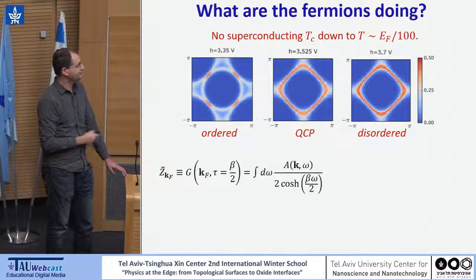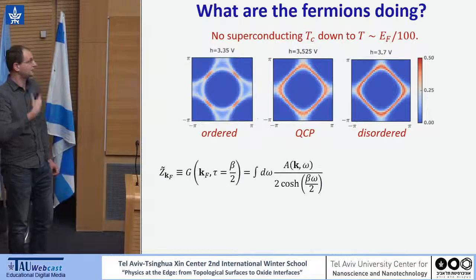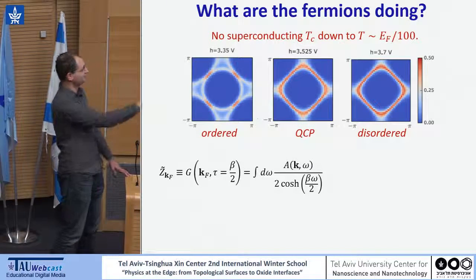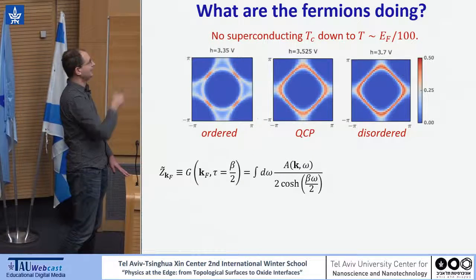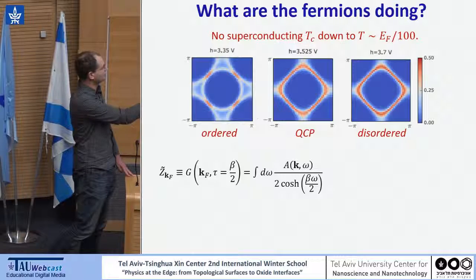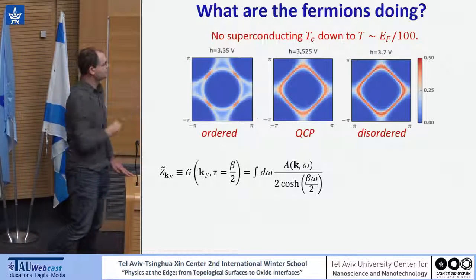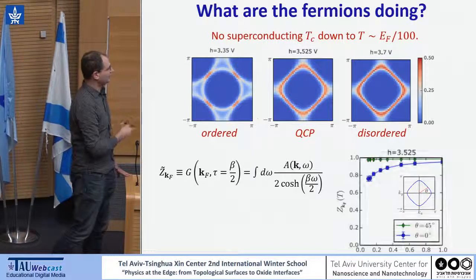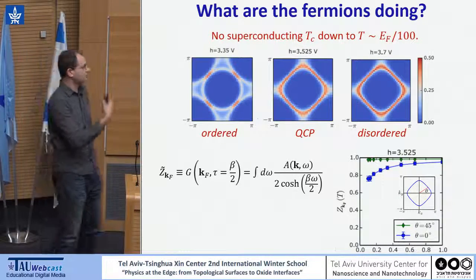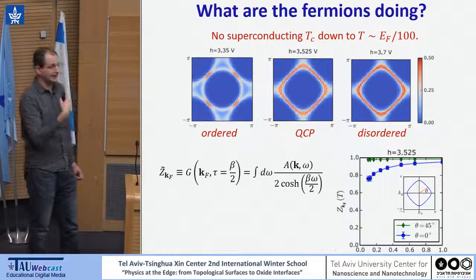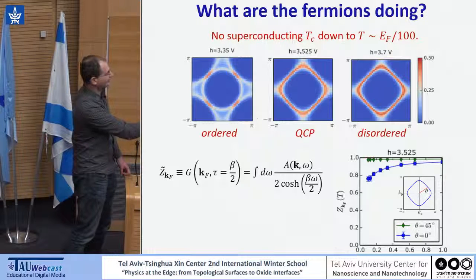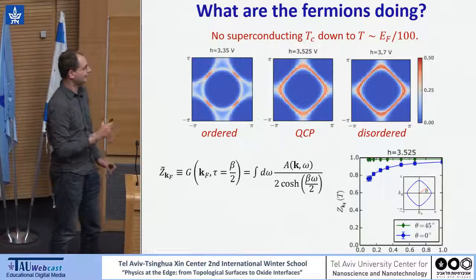We tried to look for signatures of breakdown of Fermi liquid theory. So these are actually pictures of the Fermi surface in the disordered phase, at the critical point, and in the ordered phase. This quantity is basically the correlation function of the fermions at tau equals beta over 2. And we look at this parameter, which is actually what would be the quasi-particle weight if we extrapolate to T goes to zero. So this is what it does as a function of the direction along the Fermi surface.